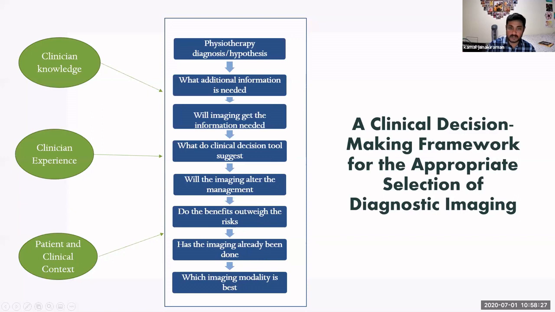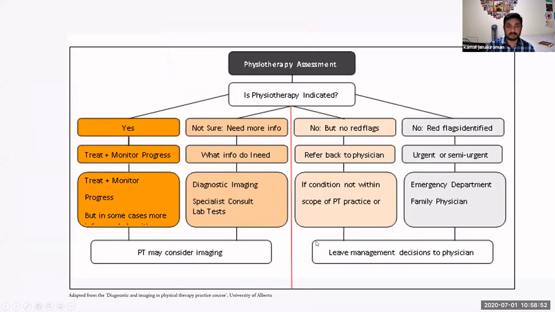So you should ask all these questions before you prescribe someone for an X-ray or ultrasound, whatever it is. Okay? First is the diagnosis. Then you have to think whether you need more information, and decide whether the radiograph is going to get the information. Then you have to think about whether it's going to change the management. Is there less risk or more risk? Then which is the best imaging modality? Okay. This is another flow chart.